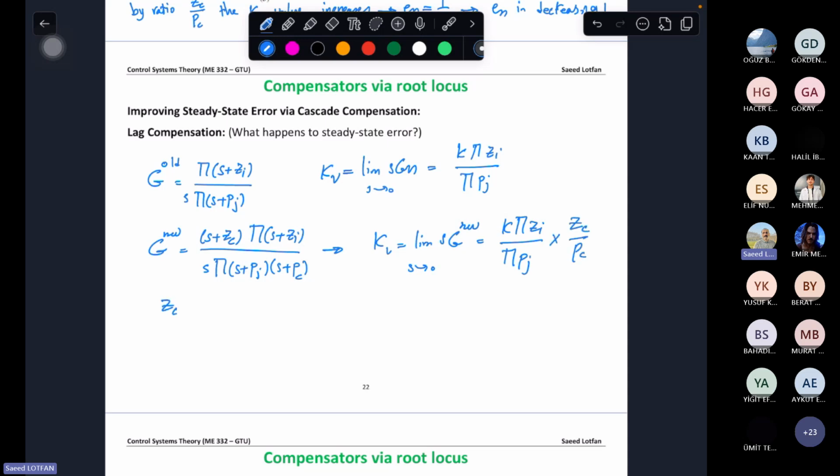And I know that z_C over p_C is always bigger than 1, because I'm using the zero this way and the pole this way. Always, z over p in absolute value is bigger than 1. So K_V new is always bigger than K_V old. This means that the new steady state error is always less than the old steady state error. So this is what is happening to the steady state.